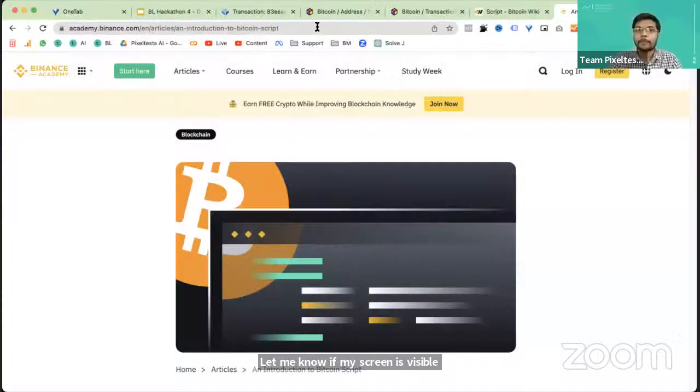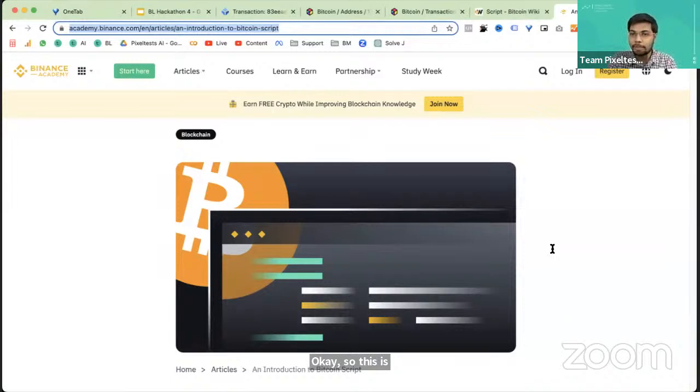Yeah. So correct. While we are verifying, because this is helping us to set out the output, you can consider this as the locking script, right? So let me share this particular link here. Let me know if my screen is visible. Okay, so this is another reference which will help us understand a little more about this stack, right?